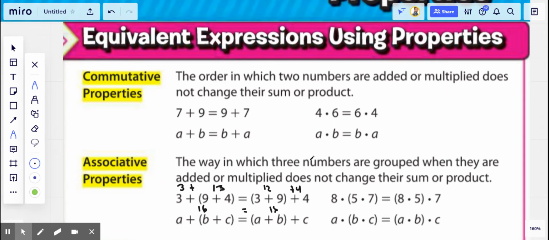The way in which three numbers are grouped, three numbers, 1, 2, 3, when they are added or multiplied, we're adding here, does not change your sum or product. So for the second one, they're multiplying. Let's check it out. We have 8 times, in parentheses, 5 times 7. So it's 8 times 35. And they're saying that's equivalent to 8 times 5, which is 40, and then times 7.